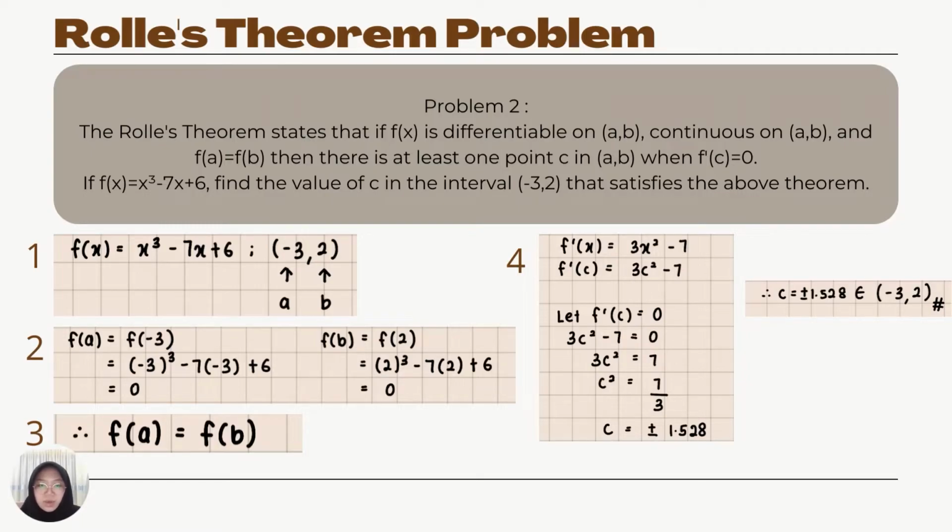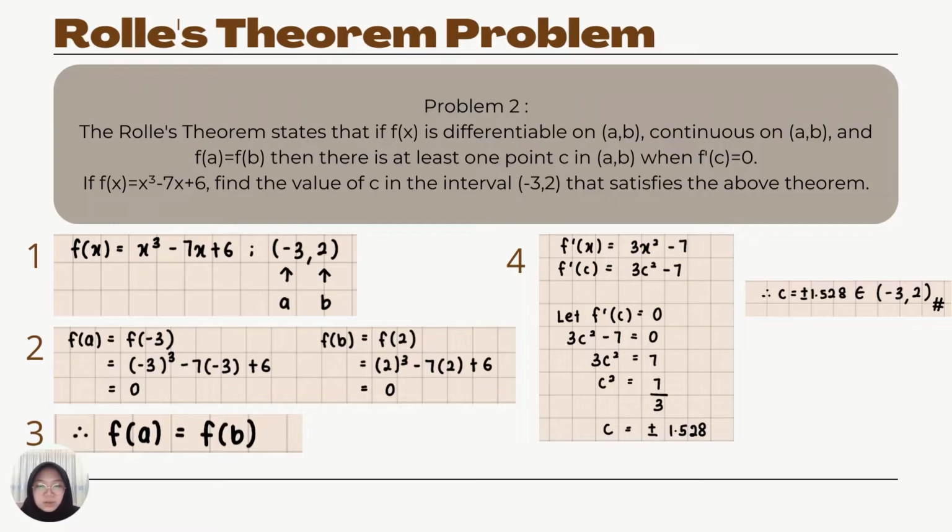And since we have to find the value of c, we change the x to c. f prime c equals 3c squared minus 7. Then we let f prime c equal 0 and we get two answers, positive 1.528 and negative 1.528. The reason we get two answers here is because we have to square root the answer.